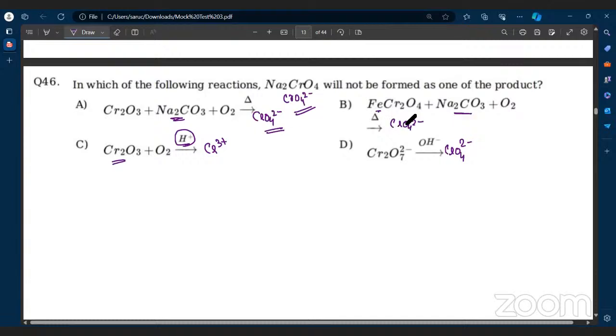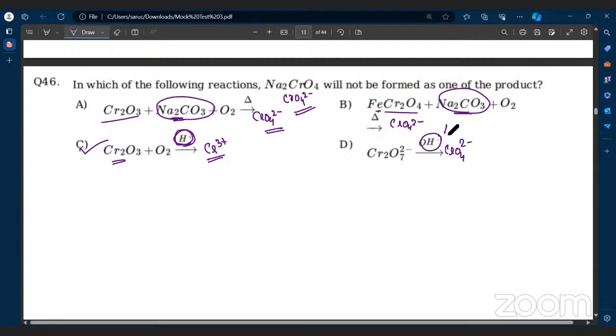Here sodium carbonate is a base. Here too sodium carbonate is a base. Here too you have a base. All three have a base in them, so CrO4 2 minus will be formed as a product. But here it is an acidic medium. In acidic medium, Cr2O3 will produce Cr3 plus. It will not produce CrO4 2 minus. Option C is where CrO4 2 minus will not be formed. So this question is about picking out the odd one out. Just analyze that, and leave the thing which is given over here.